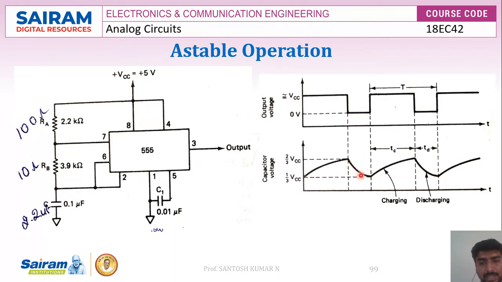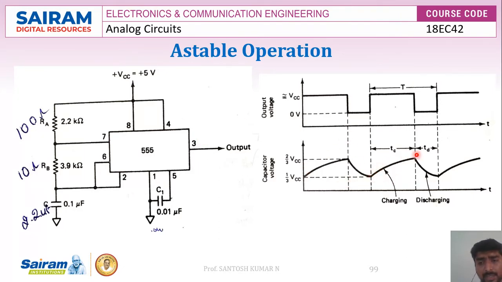The capacitor will start to discharge. When the capacitor voltage equals one-third of VCC, comparator 2 output goes high, and comparator 1 output goes low. Therefore, it resets the flip-flop. When it resets the flip-flop, the output of the flip-flop becomes 0, the output becomes high, and the transistor Q1 turns off. When transistor Q1 turns off, again the capacitor starts to charge towards VCC through RA and RB, and this process continues.